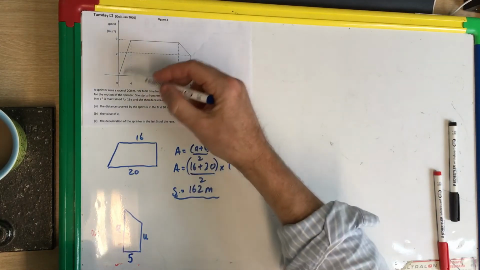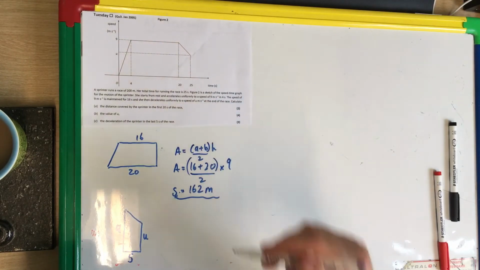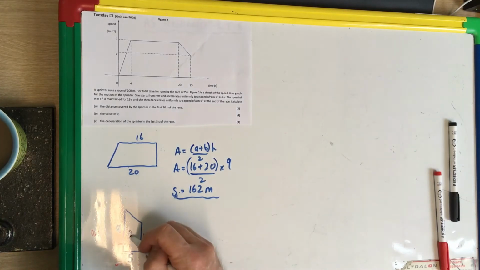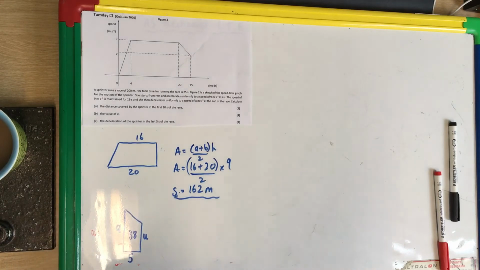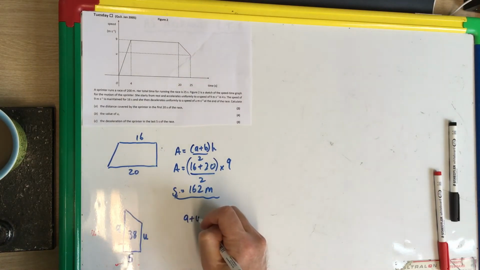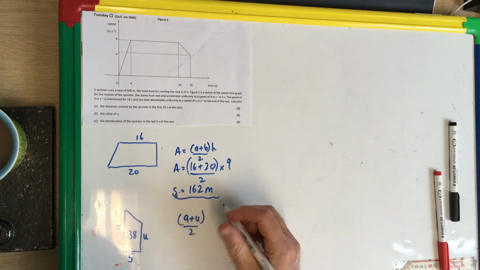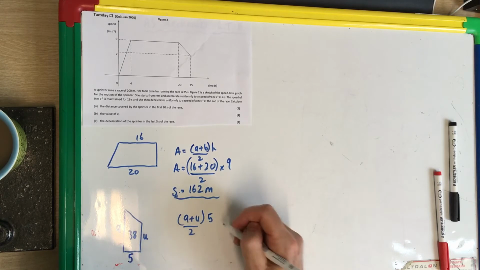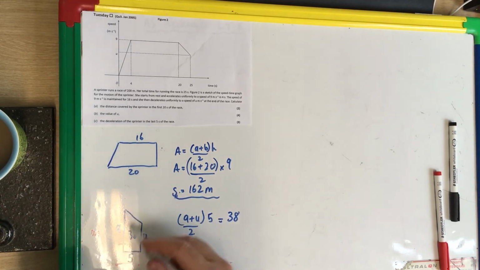And we know that all of this area is 162, and it's a 200-meter race. So if you take that off 200, you get 38, isn't it? So that area is 38. So again, if we go (9 plus u) divided by 2 times the height, which is 5, the distance between them, is equal to 38. So that's the area of that trapezium.